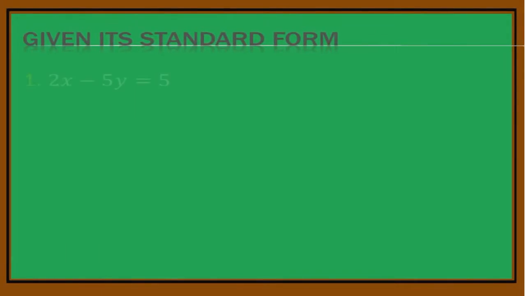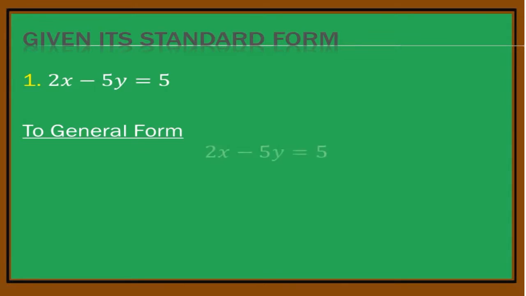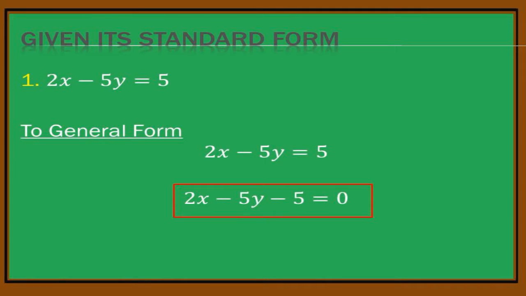Another condition is if the given equation of the line is in its standard form. Example number 1. The given is 2x minus 5y equals 5. We would like to write it in its general form. From the given equation, we will apply addition property of equality to move the constant on the left side of the equation. Doing that, we add negative 5 on both sides of the equation. We will have 2x minus 5y minus 5 equals 0, and that is the general form of the given equation of the line.